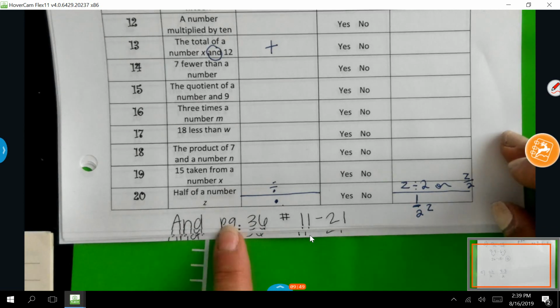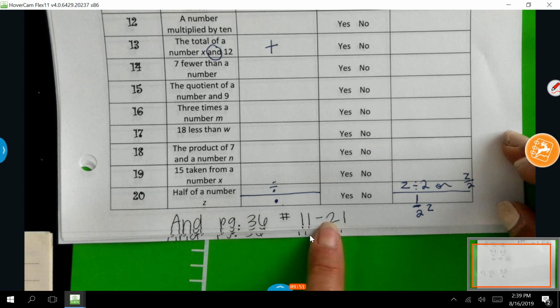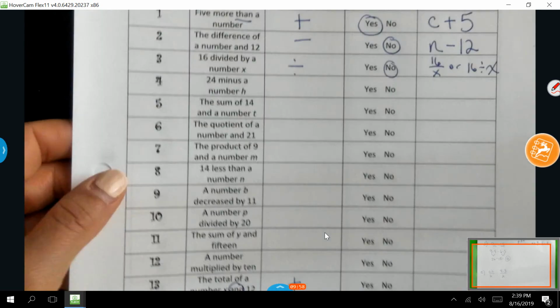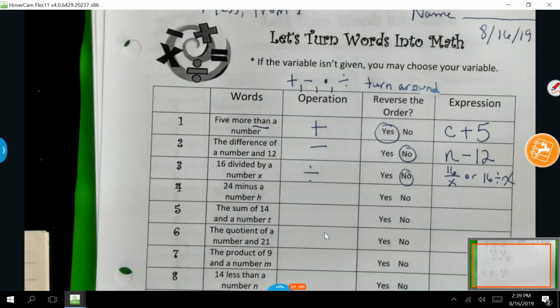And then do you see page 36, numbers 11 through 21? You can do those right on the back of the sheet. Okay? Are there any questions? No, ma'am.